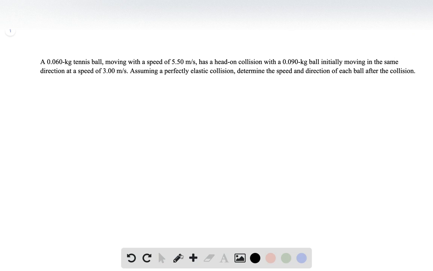So in this question, we have an elastic collision between two tennis balls. One is, let's call it A, 0.060 kilogram, that is initially moving with a speed of 5.50 meters per second. And it has a head-on collision with another ball that is 0.090 kilogram, that is moving in the same direction with a speed of 3 meters per second.